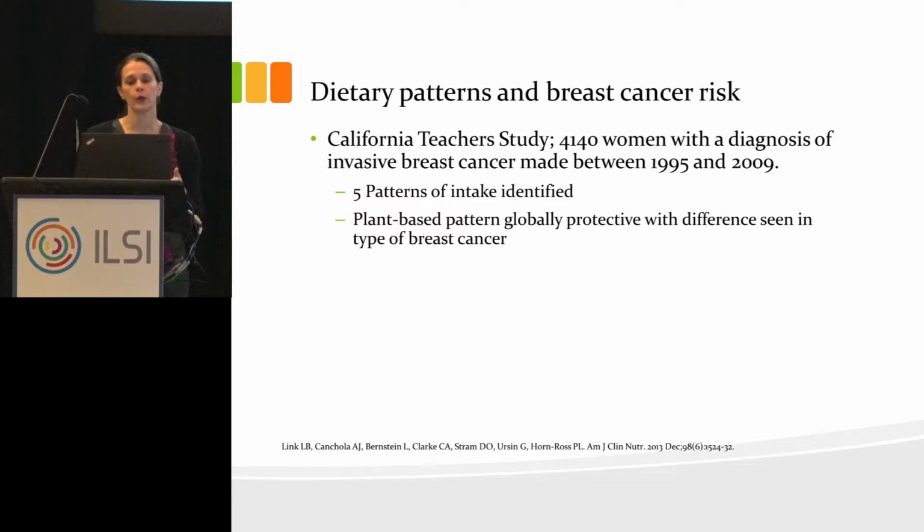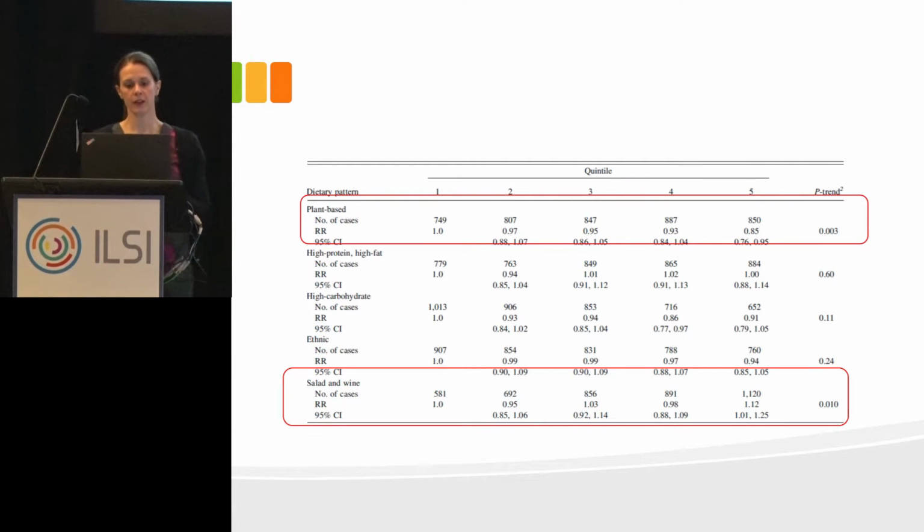Moving on to a different cohort and to a different topic. This is a longitudinal cohort in California female teachers, and they were interested in looking at dietary patterns relative to breast cancer risk and found some interesting associations. So they found 5 patterns, and the top I have highlighted here. First, the plant-based pattern was associated with a decreased risk of breast cancer. But a diet characterized by wine and salads had an increased risk of breast cancer, which may seem a little counterintuitive because salads are part of plant-based, but we know that high alcohol is deleterious for breast cancer.